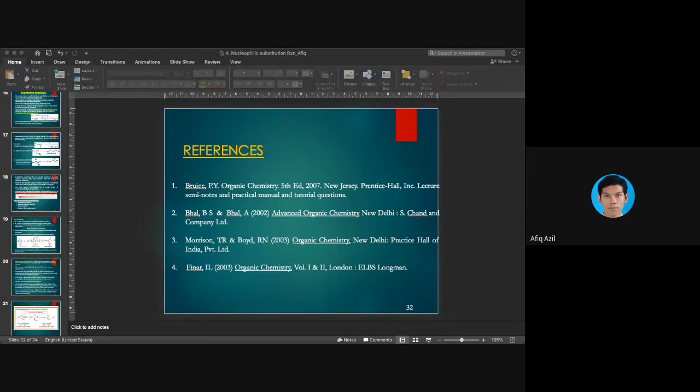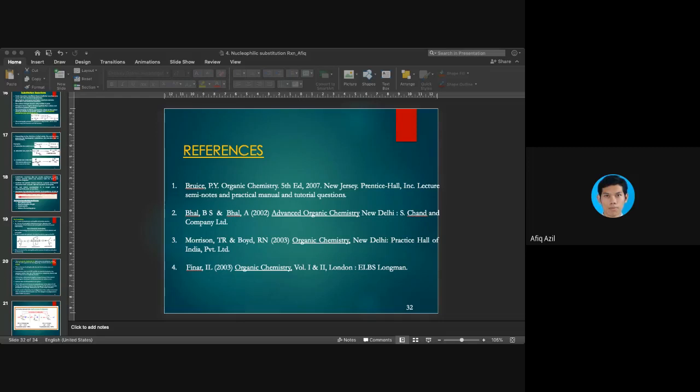So elimination reactions, there are 2 types of elimination reactions. One is called the alpha elimination, or 1,1 elimination, or the beta elimination. So alpha elimination is when you eliminate both atoms or group of atoms from the same carbon. So that's why we use the word 1,1. You are removing from the same carbon.